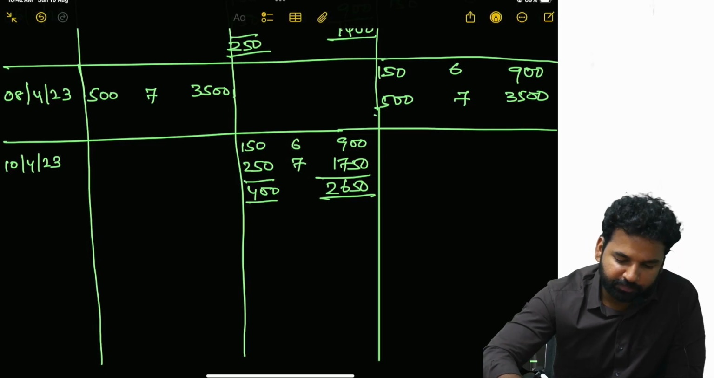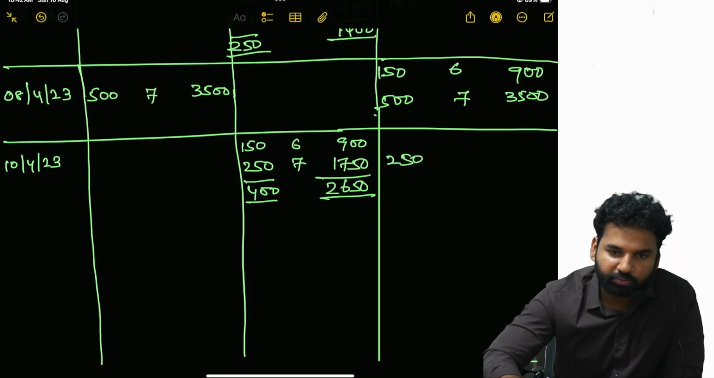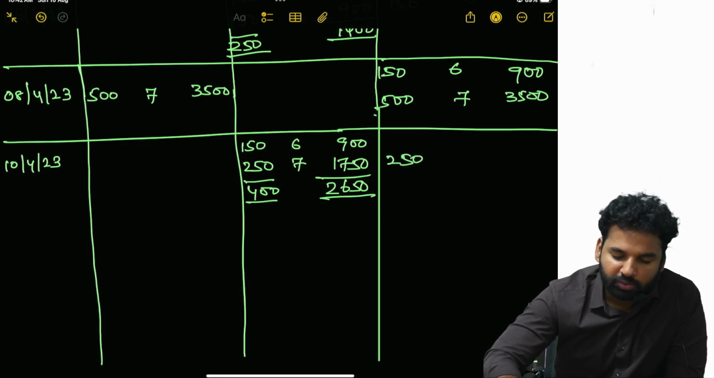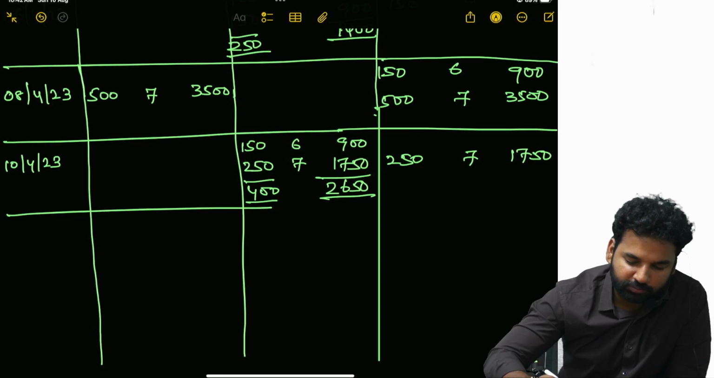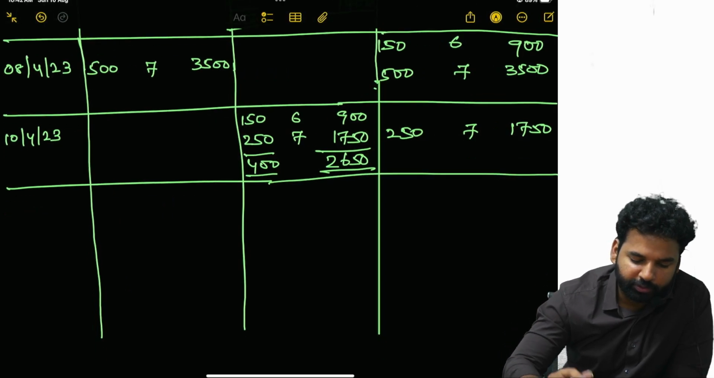What will be the balance then? 250 units. Out of 500, 250. Okay. 250 again at 7. How much? 1750. Is this okay? Next, on what date?